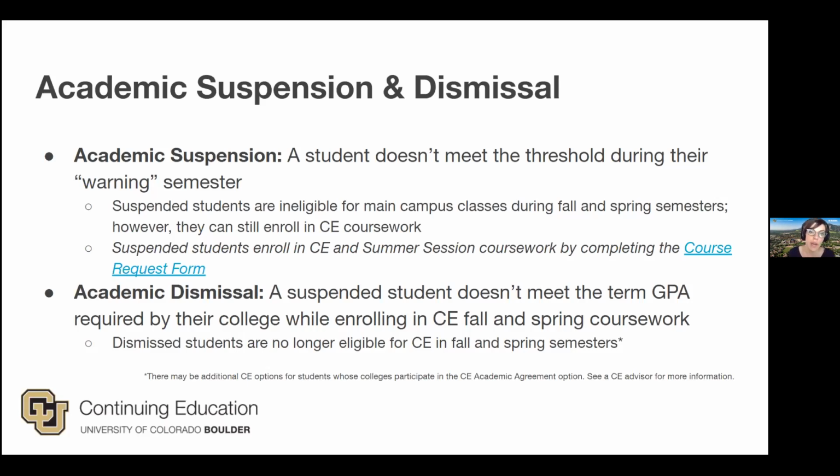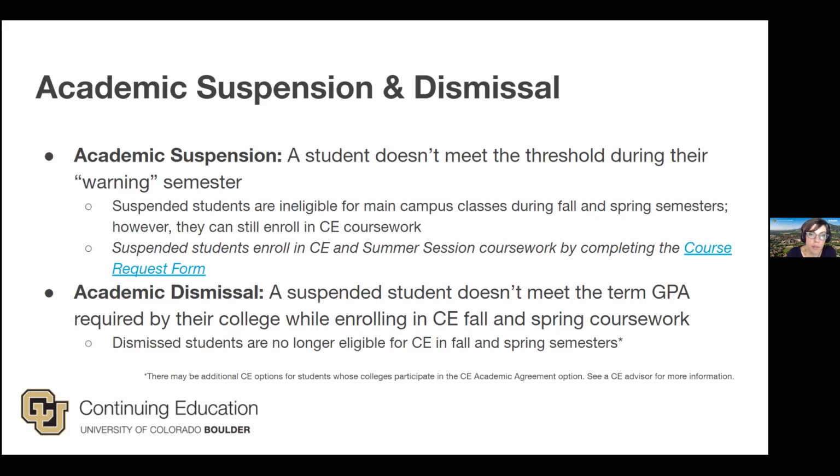Each semester you do that, we want you to have a 2.5 semester GPA, or some colleges will say we want you to have a 2.3 semester GPA. So if a student hits that mark, then that's great. The next semester they can keep going with continuing ed until they raise their GPA enough to reinstate to main campus. If they don't hit that semester GPA requirement, then the student would be placed on academic dismissal.